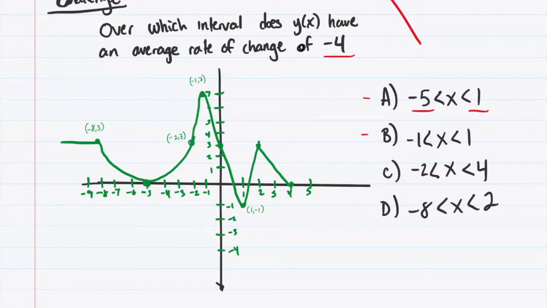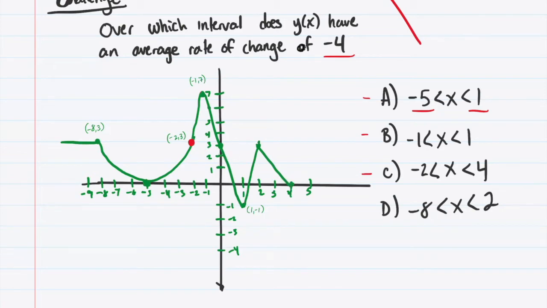Let's go with letter B. When my x is -1, my point is right there on the graph. When my x is +1, my point is right there. If I connect the dots, is it a line going down? Yep. Let's keep letter B. Now letter C. When my x is -2, which is there on my graph, when my x is +4 and I connect them, is it a line going down?